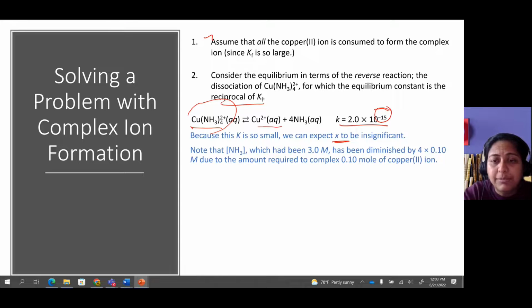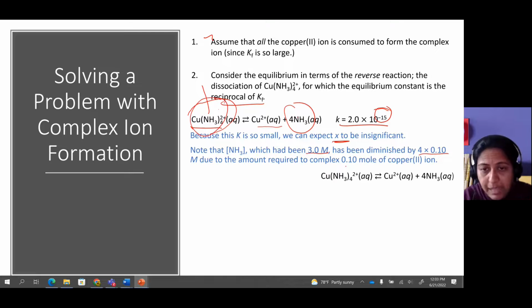Right. So the problem said the concentration of ammonia was 3.0 molar. That will be diminished by 4 times 0.1, because the stoichiometry between copper and ammonia is 1 to 4. So we need 4 times 0.1 to make the complex.